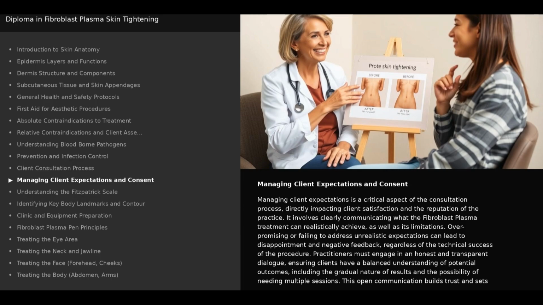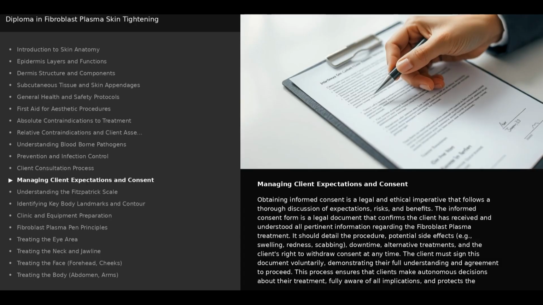This open communication builds trust and sets the stage for a positive client experience. Obtaining informed consent is a legal and ethical imperative that follows a thorough discussion of expectations, risks, and benefits.